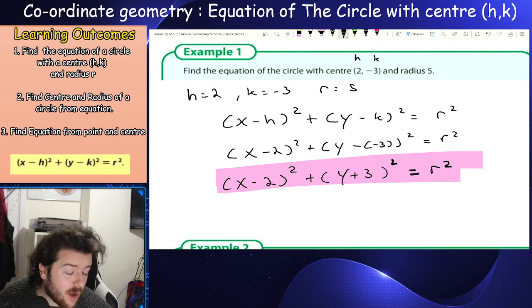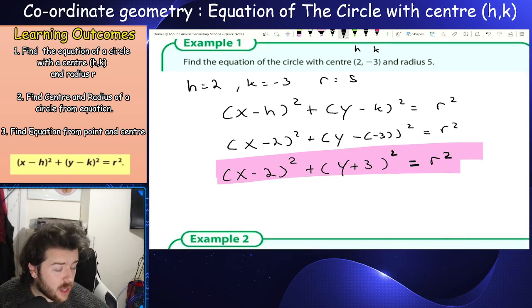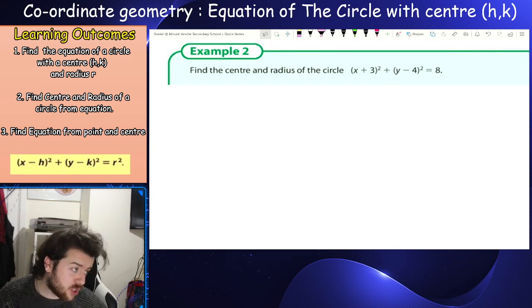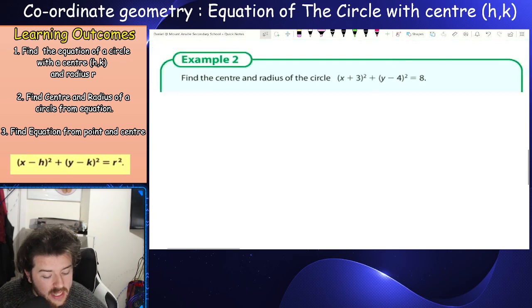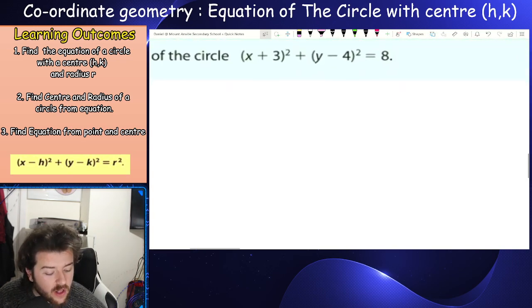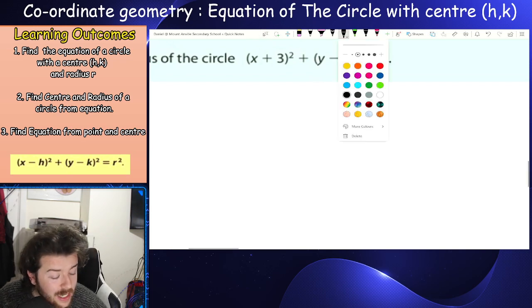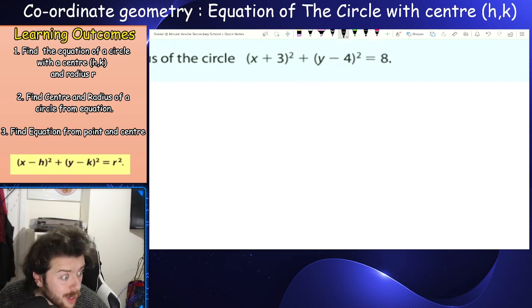So we're given our center and we're given our radius. Now sometimes we are asked to find our center point and our radius from the equation. So let's look here. Find the center and radius of the circle (x + 3)² + (y − 4)² = 8. So what I do, ladies and gentlemen, is I equate them.